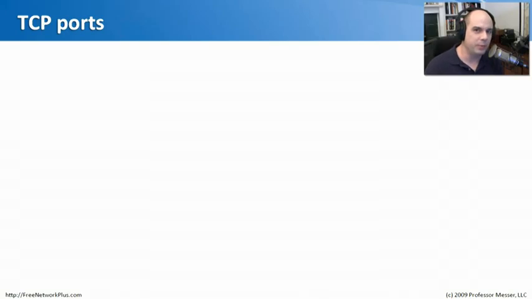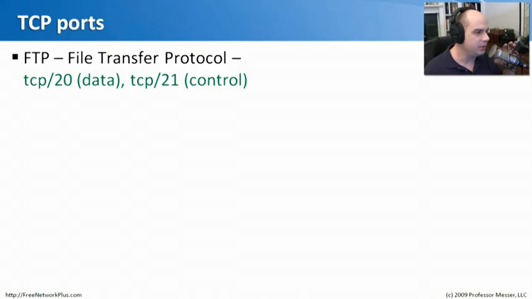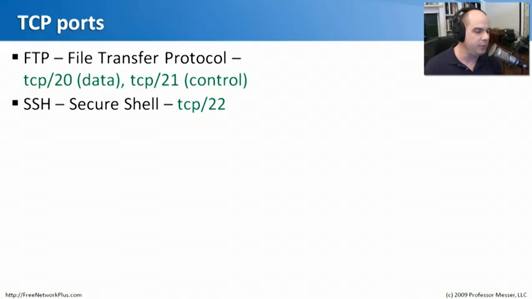Okay, are you ready for the memorization part? Here we go. Let's start with these TCP ports. I've got a big list to go through. The first one is FTP. That stands for File Transfer Protocol. It uses two ports. It uses TCP port 20 for data and TCP port 21 for the control information going back and forth. Another port number is TCP port 22.